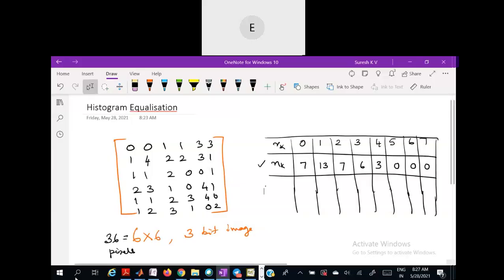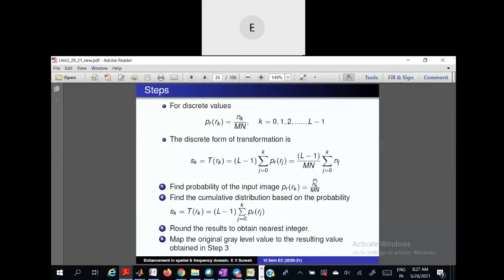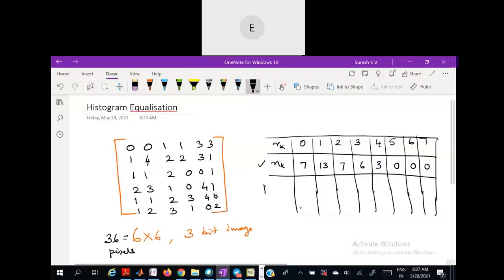The next step is to calculate the probability of Rk. My suggestion to you is, don't divide and write the decimal values. Just write it as a rational number like this. So it is 7 by 36, 13 by 36, 7 by 36, 6 by 36, 3 by 36, and 0 by 36 is 0, 0, 0. Okay. So this is the next step.